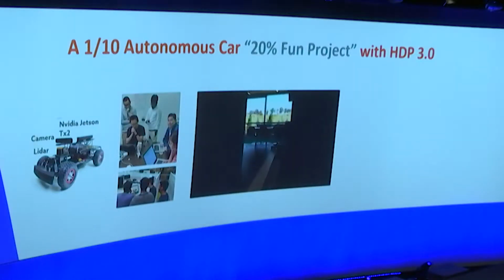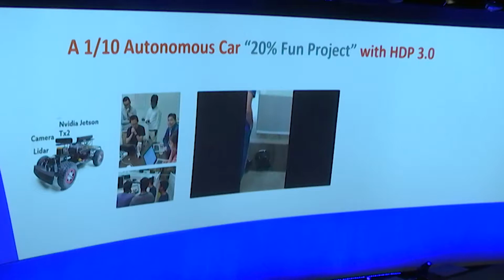You can see these pictures are from midnights and weekends. That's our 20% project, right? And we're debugging all the models here. So when we got the car about 4 weeks ago, the car was like a 5-year-old. You can see, right? It's driving around, has no clue what it's doing. Then we decided to bring in HTTP3.